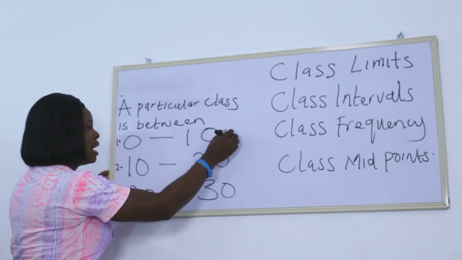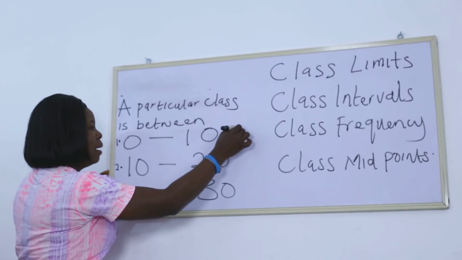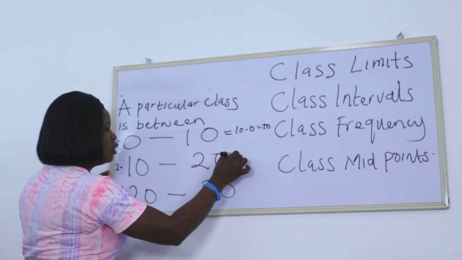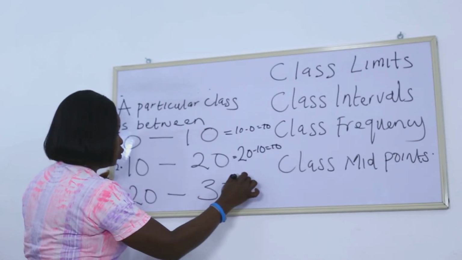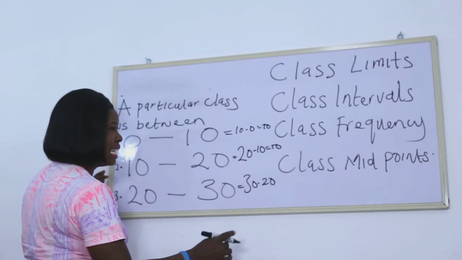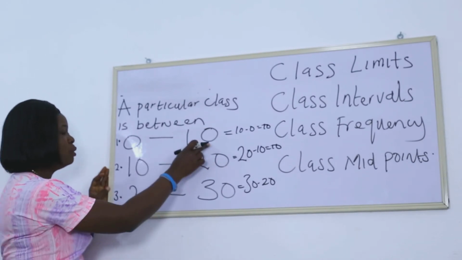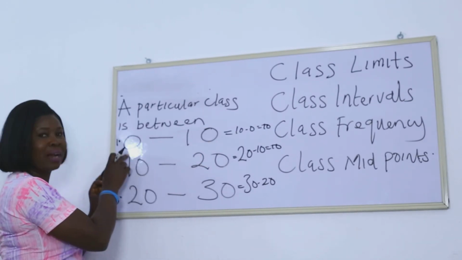If I'm asking for the class interval, this will be 10 minus 0, which will give us 10. This will be 20 minus 10, it will give us 10. This will give us what? 30 minus 20. Those are the class intervals, the differences between the upper class limit and the lower class limit.